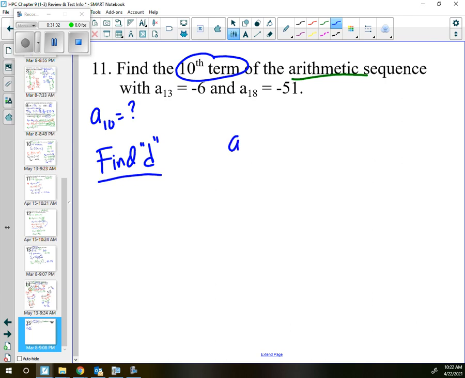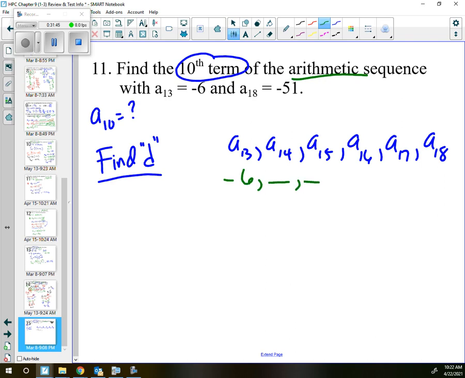So we know the 13th term, and we know the 18th term. So sometimes for me, it's helpful to actually visually write that out. We know that this is -6. I've got some blanks in between, and I know this is -51.